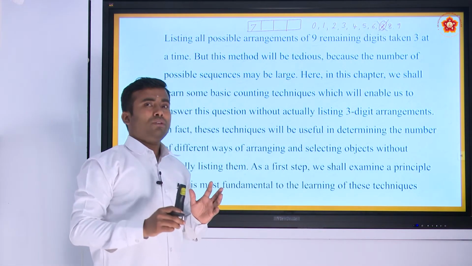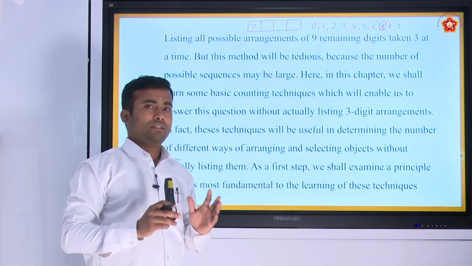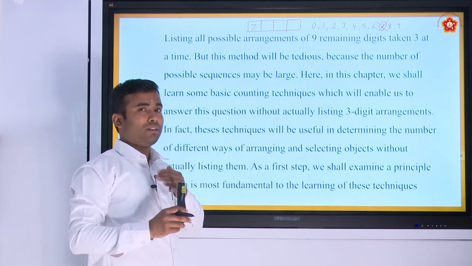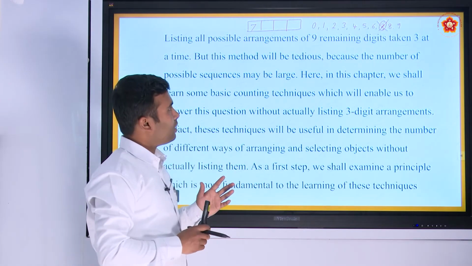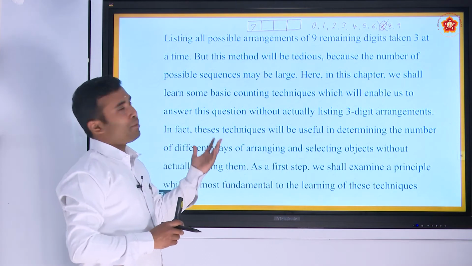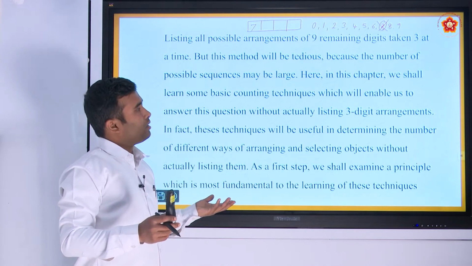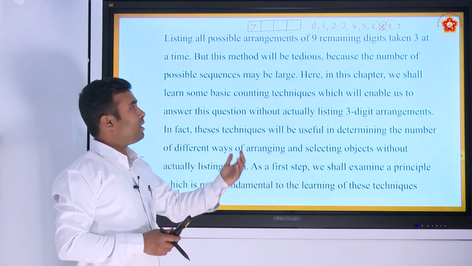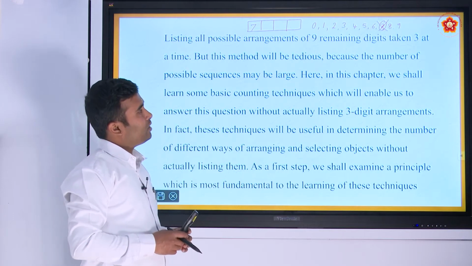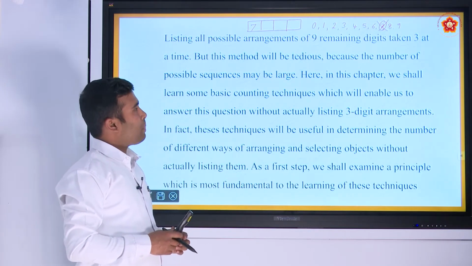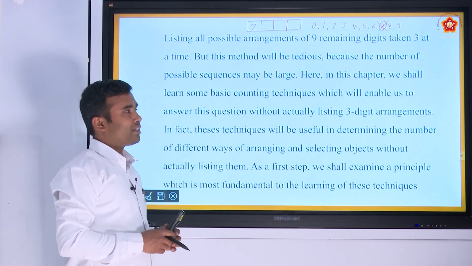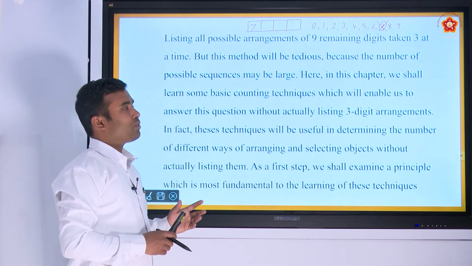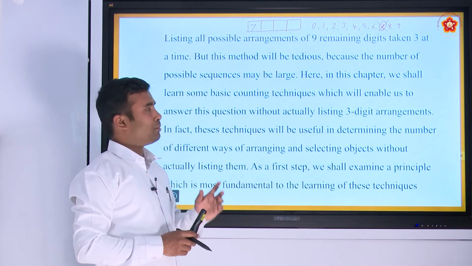Now, to find this specific arrangement of digits, this method is tedious because the sequence may be large. There are many different arrangements, so the sequence will be large. So this method is tedious. Here in this chapter we shall learn some basic counting techniques which will enable us to answer this question without actually listing the 3 digit arrangements.